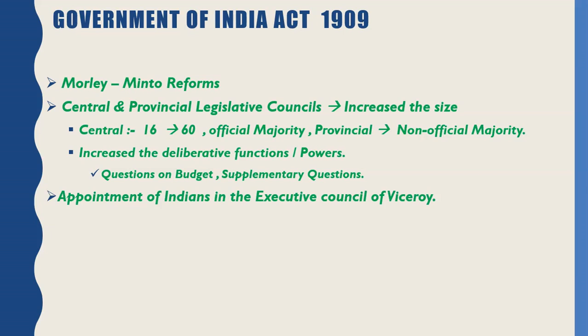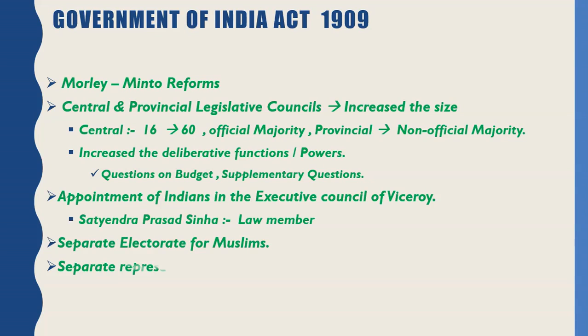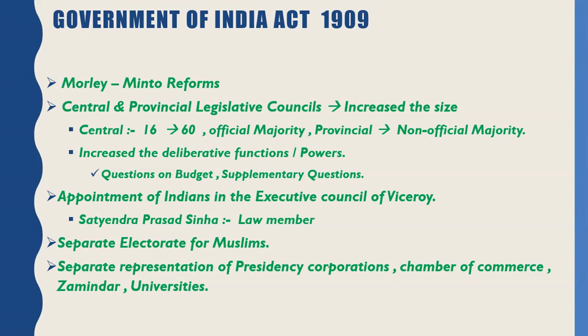Okay, now friends, Lord Morley was a very good person and he was supportive of the administrative reforms in India. So he submitted his report to the Parliament of Britain and the Parliament of Britain passed Government of India Act 1909. So now what were the provisions of this act? So friends, first of all, the size of central and provincial legislative council was increased.